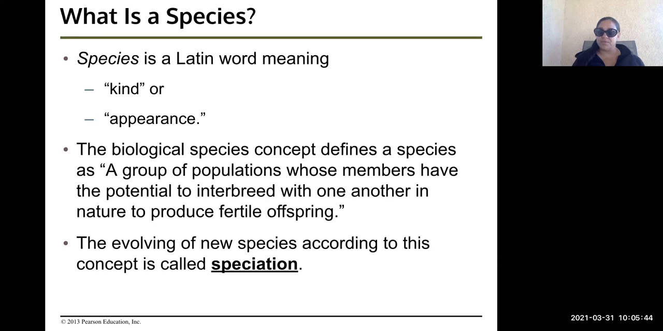An example is a mule. A horse and a donkey can interbreed. Their offspring is the mule, but mules are infertile. They can't have their own babies. You can't mix a mule and another mule and make mule babies. It always has to be the offspring of a horse and a donkey. So the horse and the donkey are considered separate species because their offspring are not fertile.